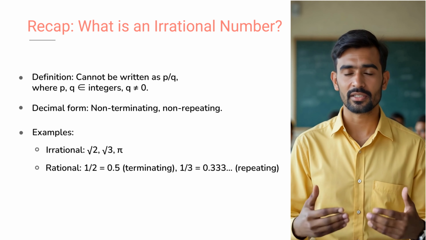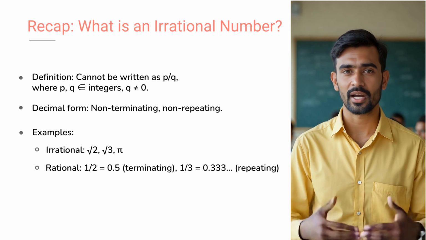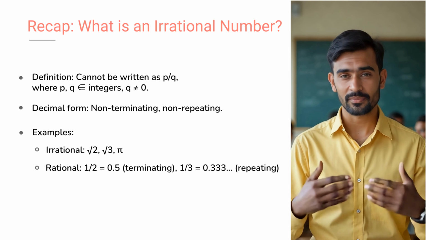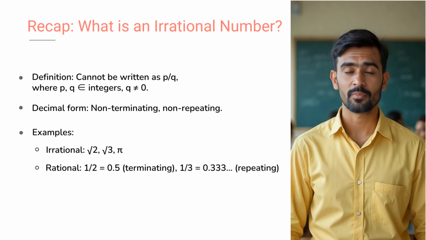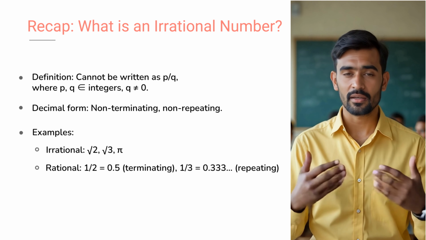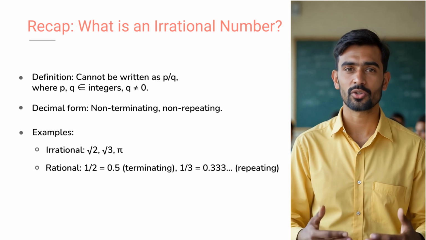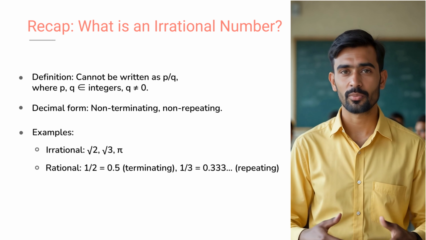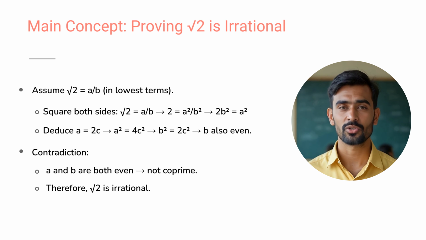Let's revisit the basics. A number is called irrational if it cannot be expressed in the form p divided by q, where p and q are integers and q is not equal to 0. Examples: square root of 2, square root of 3, and even pi. They have non-terminating, non-repeating decimals. Compare that with rational numbers like 1 by 2 or 0.5, which ends, or 1 by 3, which repeats as 0.333. Now let's dive deeper and use logic to prove that square root of 2 is irrational.